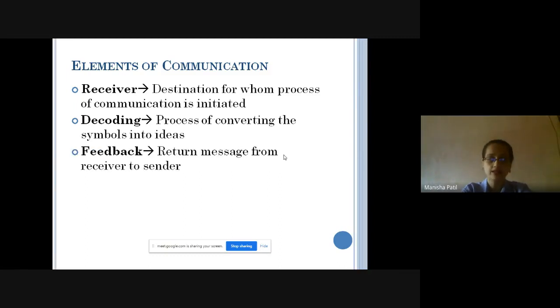Next, feedback. It is written message from receiver to sender. So whether you have understood yes or no. So this is going to be your feedback.